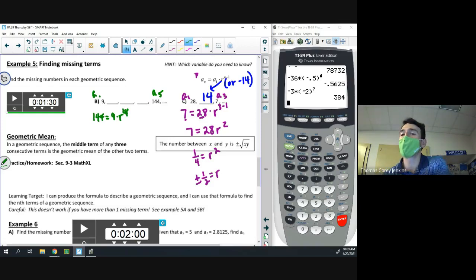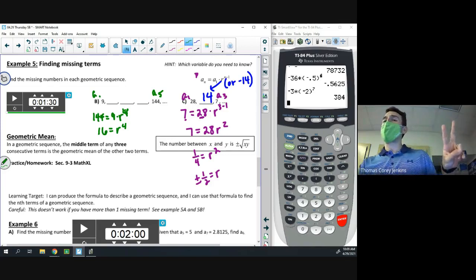So 144 equals 9r to the 4th. All right, so we'll go to solving it. 144 divided by 9 is going to give us 16. So this time we would need to take the 4th root. What do we think the 4th root of 16 is? Anybody know? 2, right? But here's how you type it in, though.